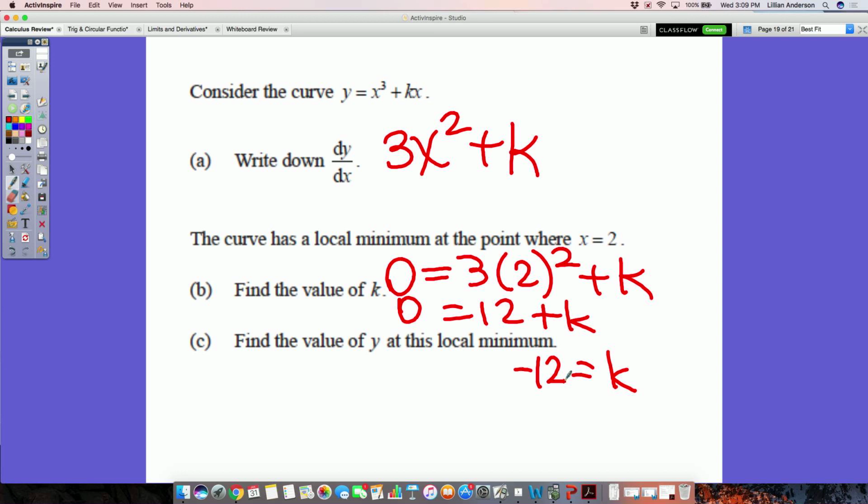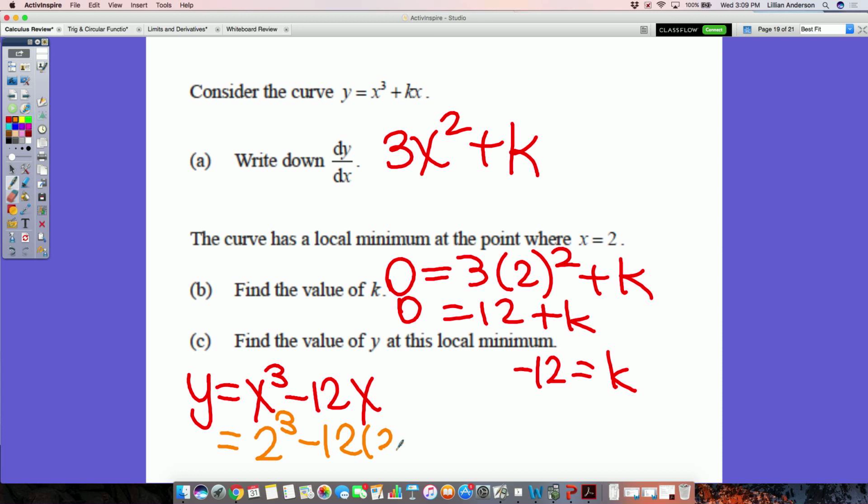Again, you set the derivative equal to 0 whenever you have a max or a min, and since you knew that x was 2, you had to plug that in to find k. So now that you know your equation is y equals x cubed minus 12x, you can find the y value of the minimum by doing what? Plugging what into your original equation? Your x value of 2. So when you do that, you'll get 2 cubed minus 12 times 2, which is what number? And that is the y-coordinate of your minimum.